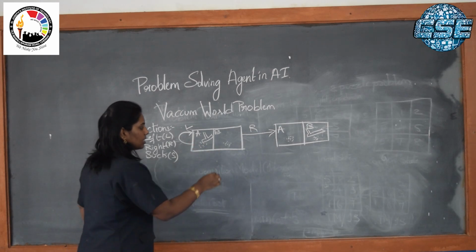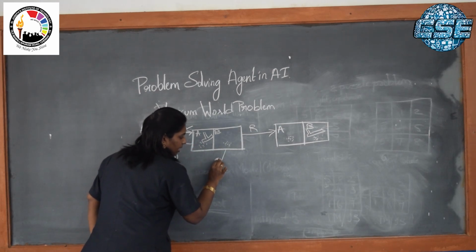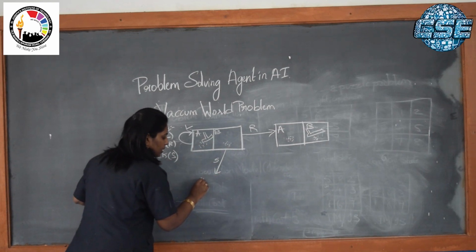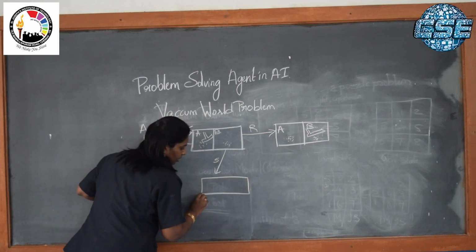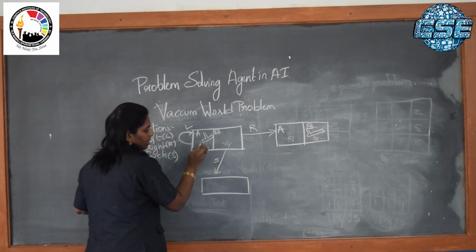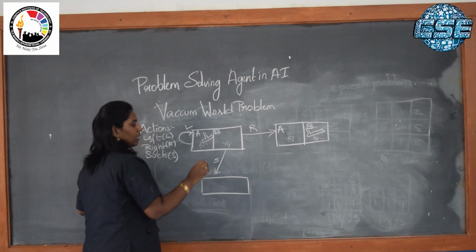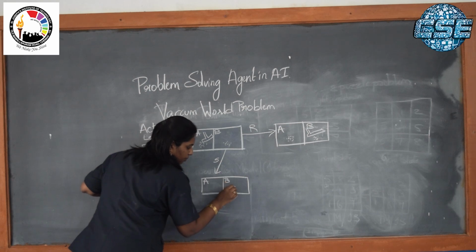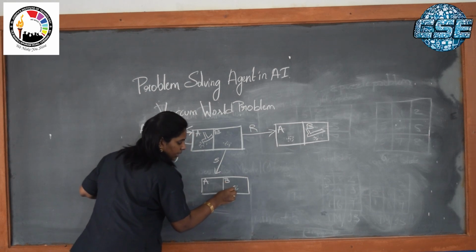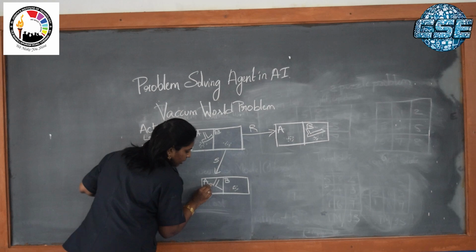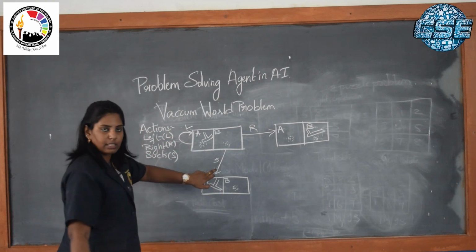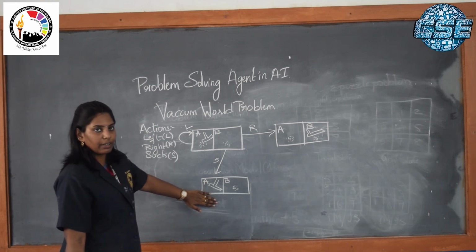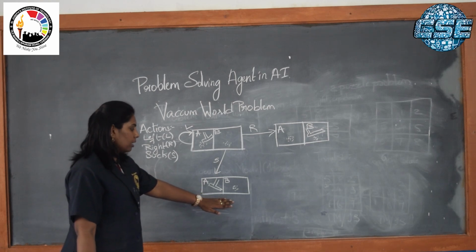The next action here is yes. Yes is nothing but suck. We can remove the dirt from A. So my first action is yes, which is removing the dirt from A. I still have dirt inside B, and I am going to remove the dirt from A using the action yes, suck. So this will be my new transition model.